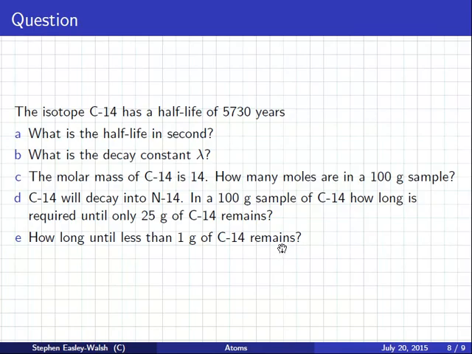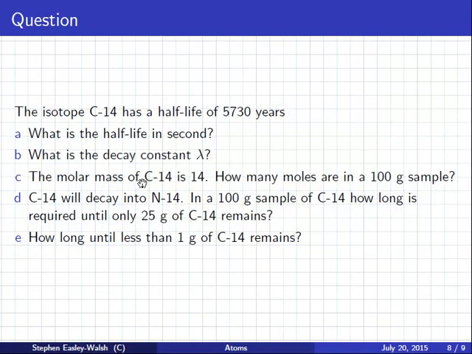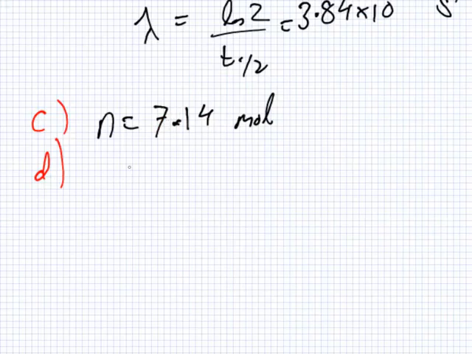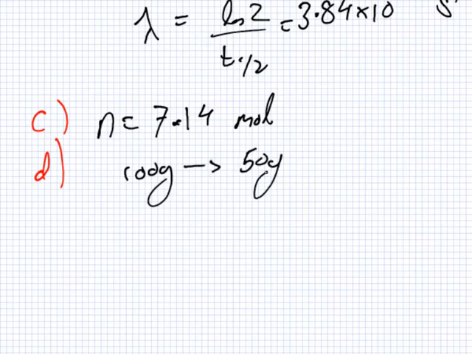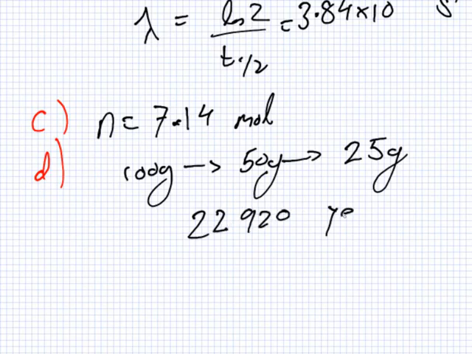So what did I ask? How long until you have 25 grams? Now you can actually do this one really quickly if you think about it. How many grams do you have at the start? 100. And you want to know when we have 25 grams? It halves twice. So to go from 100 grams to 50 grams is one half-life, and then 50 grams to 25 grams is another half-life. So you have two half-lives.